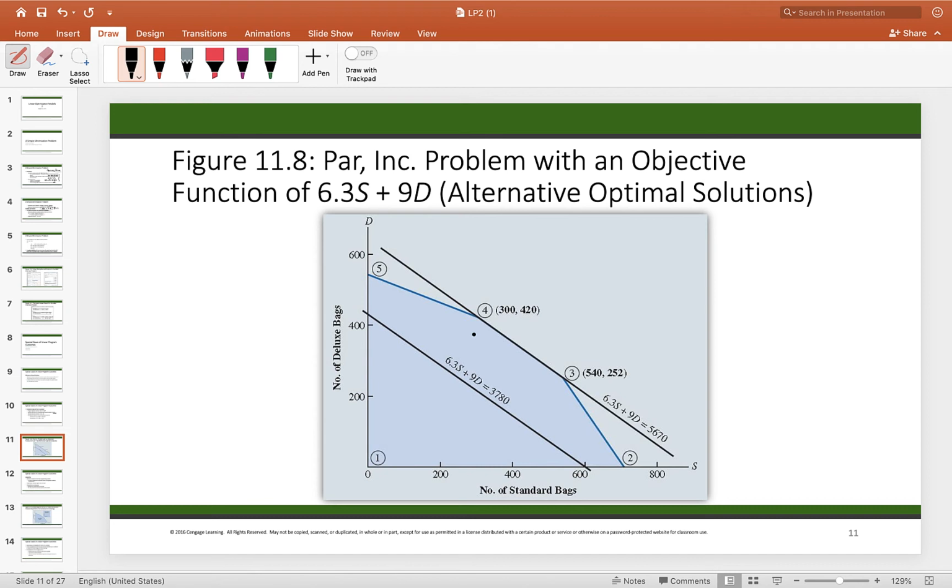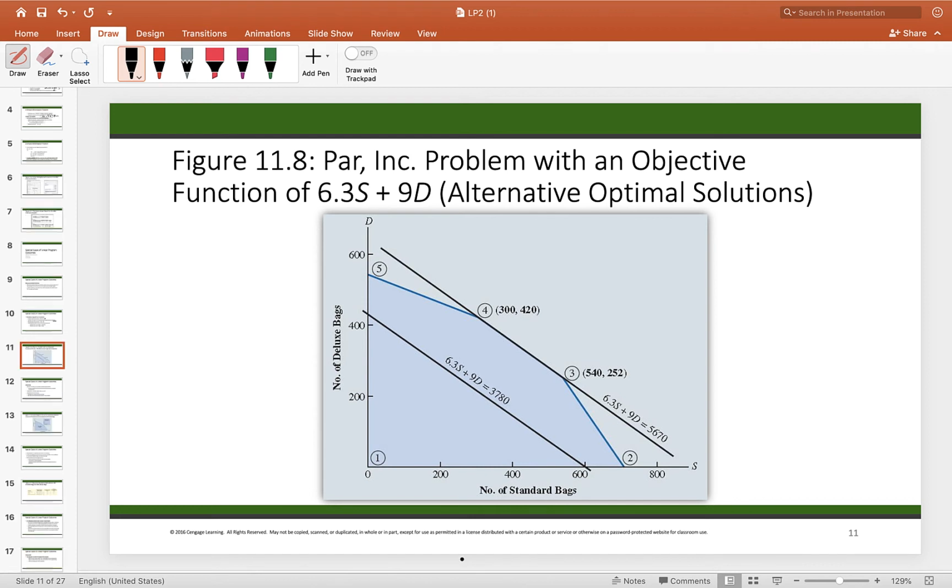Now, that's a great position to be in for a manager, because the manager can make a decision to maximize their profit in this case based on a whole series of values for the number of standard and number of deluxe bags to make. So let's move on.